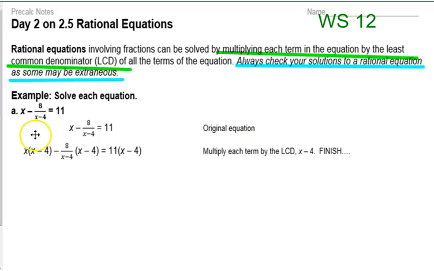So on your worksheet there's an example. It has an x, which would be an x over 1, minus 8 over x minus 4 equals 11, or 11 over 1. So the only denominator other than 1 is this x minus 4. So we're going to multiply each and every term by an x minus 4. There are 3 terms in the equation, so we put an x minus 4 here, here, and here.